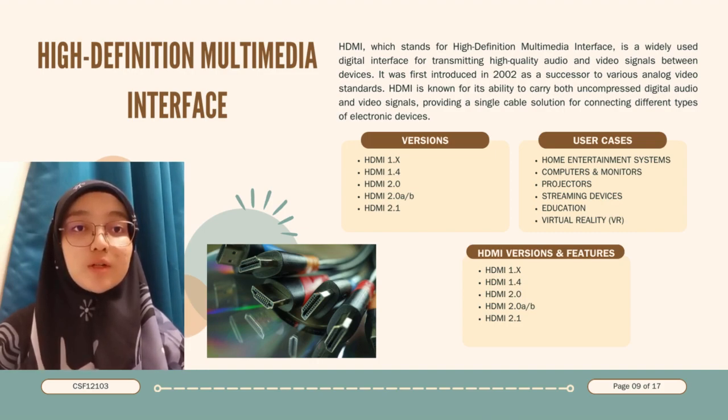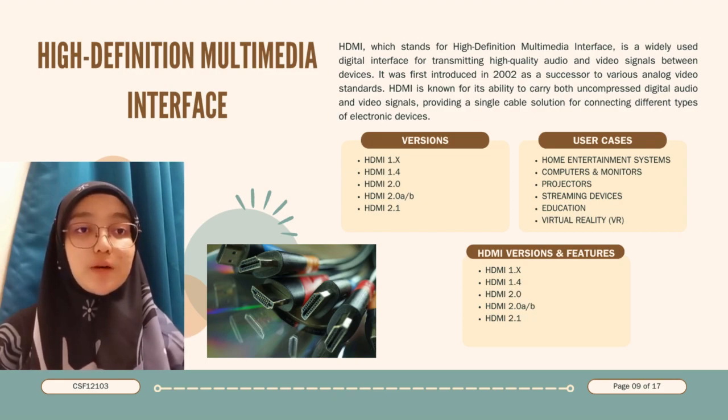HDMI 2.0 increased bandwidth to support higher resolutions and refresh rates, supporting video resolutions up to 4K at 60 Hz. HDMI 2.0A added support for high dynamic range metadata signaling, allowing better compatibility with HDR content, and HDMI 2.0B added support for Hybrid Log Gamma HDR.